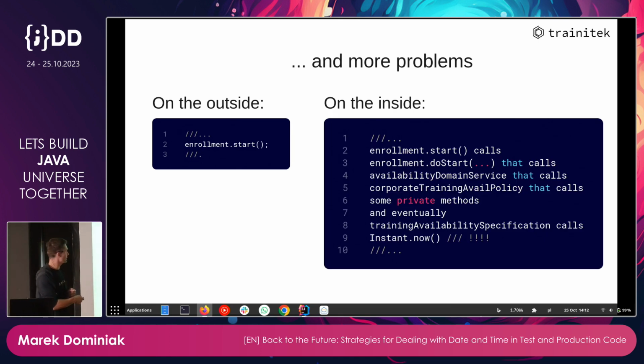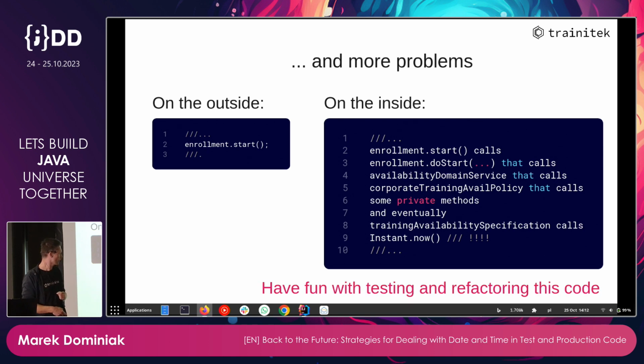So the problem is this. You got an error, a bug in this code. All right, it's easy. It will take half a day, you say on the stand-up. You go in there and discover that there is a bunch of things: enrollment start calls enrollment do start, that calls some service, that calls some policy, that calls private methods, and eventually on the 8th layer of inception, someone creates Instant.now.